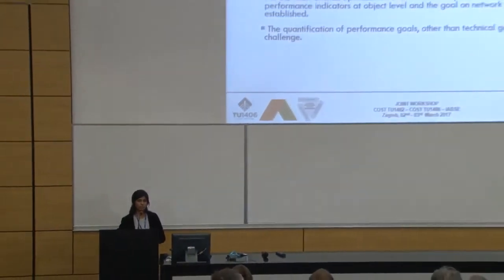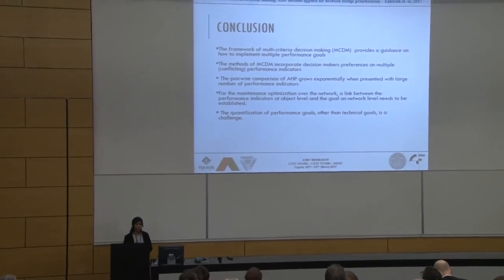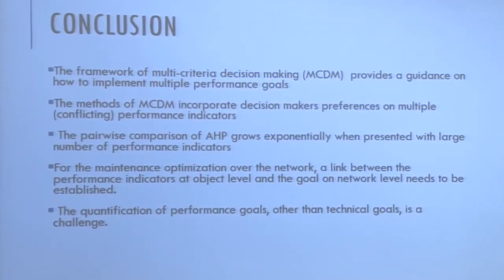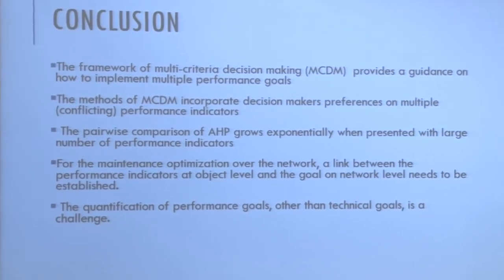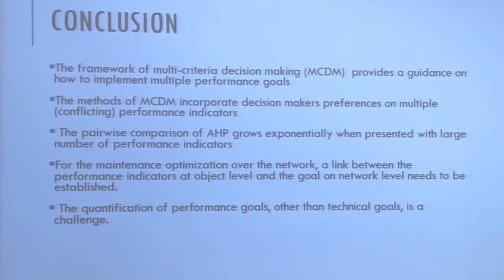Which leads me to give the conclusion. The framework of multi-criteria decision making actually provides us good guidance on how we could implement these performance goals, while all of these performance goals, or some of them, could be conflicting in nature, and there would be many of them that we need to consider at one point.